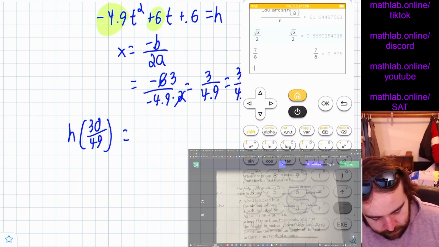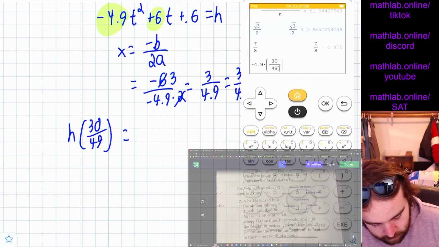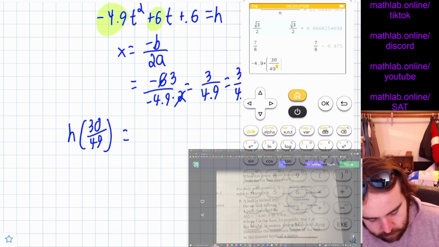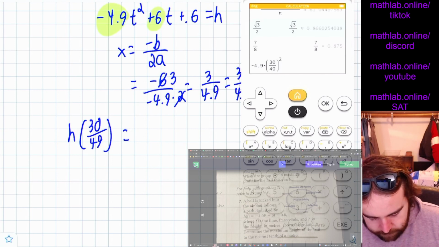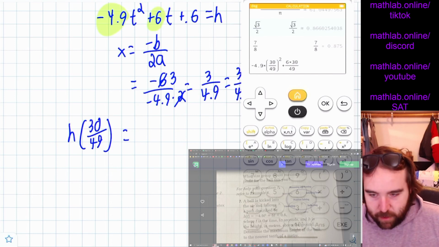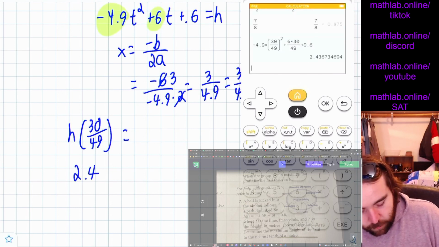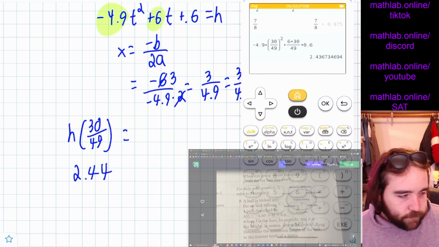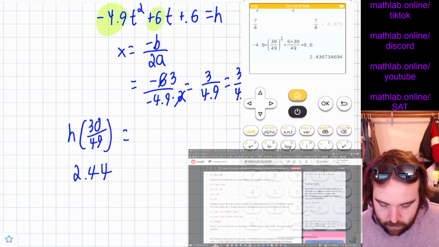So then negative 4.9 times 30 over 49 squared, and then plus 6 times 30 over 49, and then plus 0.6. That gives 2.44. Did he put an answer here? No, he did not. All right, well, that's your answer.